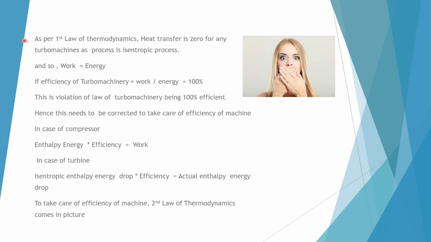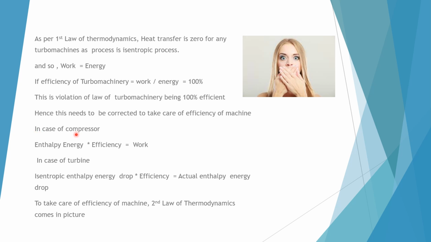As per the first law of thermodynamics, heat transfer is 0 for any turbomachinery as the process is isentropic. And so we can write work is equal to energy. The efficiency of turbomachinery is defined as work upon energy. That means since both are the same, it becomes 100%. This is a violation of the law, turbomachinery being 100% efficient. How is this possible? Hence, this needs to be corrected to take care of the efficiency of the machine.